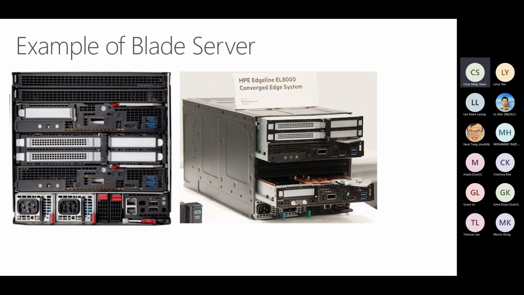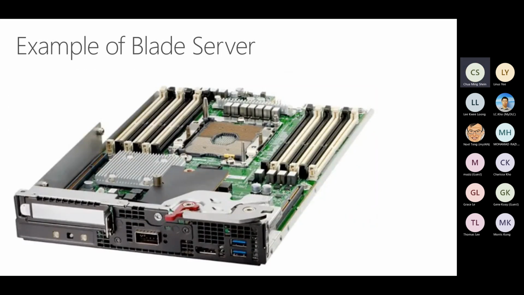And if we actually take a look at the individual node, it looks like this. Inside the node there is one CPU socket, and then 1, 2, 3, 4, 5, 6, 12 RAM slots. Then there should be the hard disk slot as well. I think it's hard to see here. Okay, so this is how it looks like.